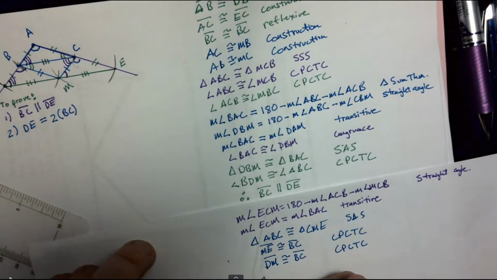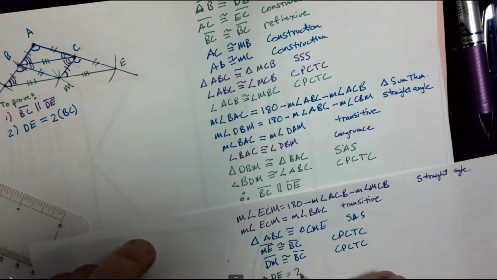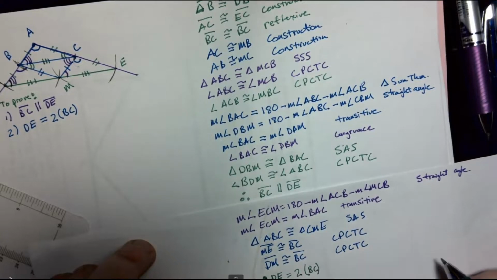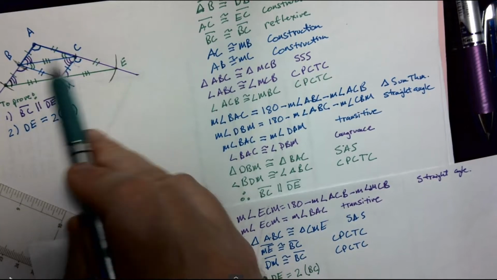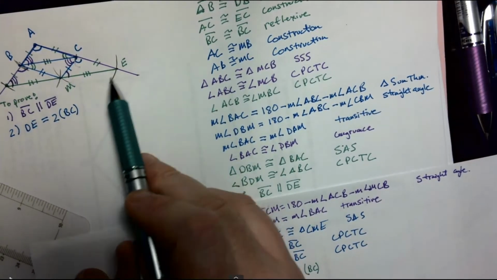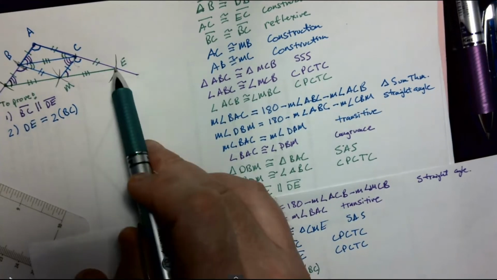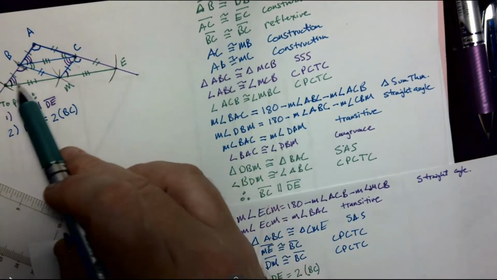And so the measure of DE is equal to 2 times the measure of BC. So we've proven that BC is parallel to DE, and that DE is twice the measure of BC.